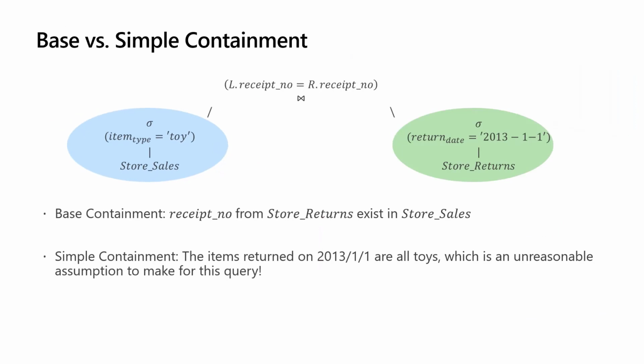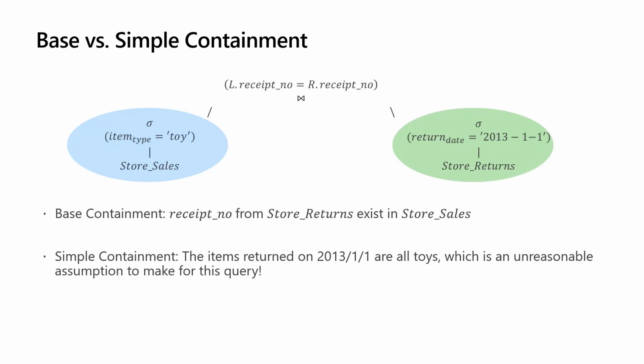Let's look at an example. So here we have a join between sales and returns. The join is an equality join on receipt number. There's a filter on sales for toys and a filter on returns for a specific date. Base containment assumes that there is a relationship on receipt number between returns and sales, that every receipt that is processed for return has been sold. That makes a lot of sense.